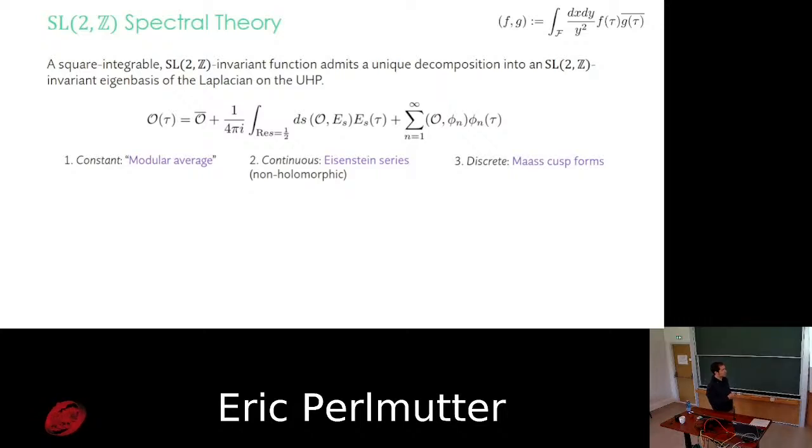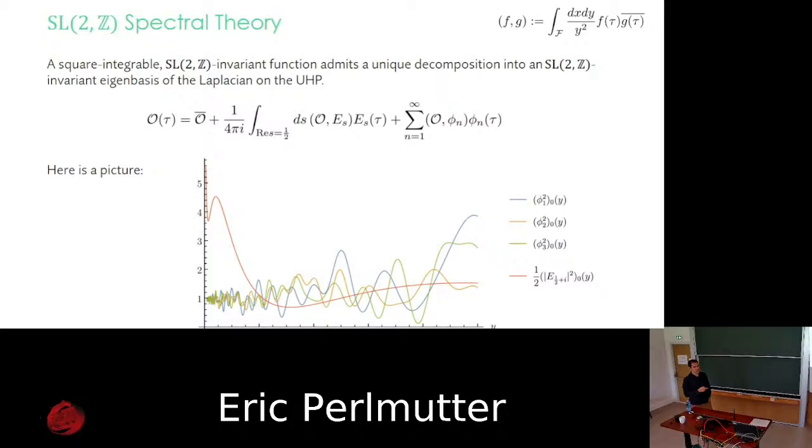So if I have some observable O of tau, this first term is the constant. The second term is this continuum, and the third term is this infinite sum over these cusp forms. And these coefficients are just the inner products of O with the basis elements, where the inner product throughout the talk is defined with respect to the hyperbolic metric, like so.